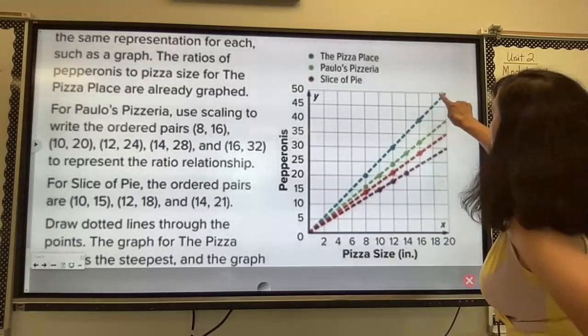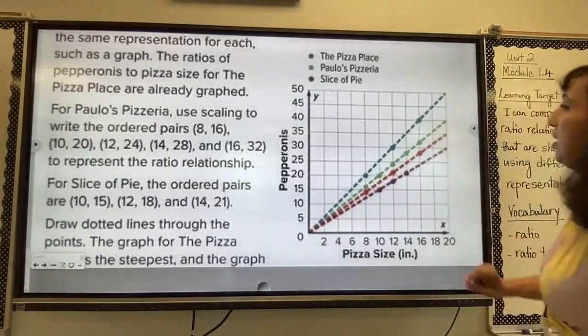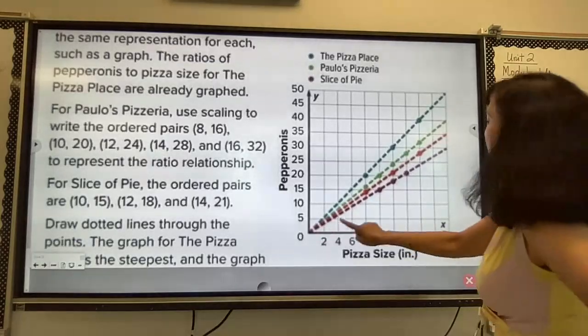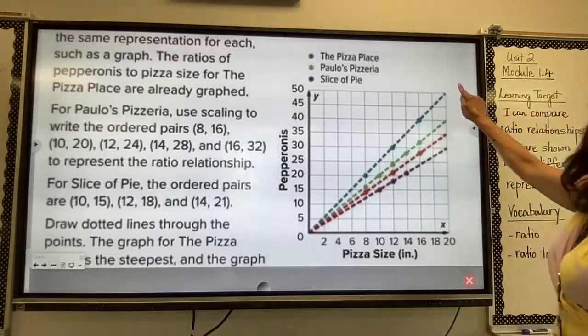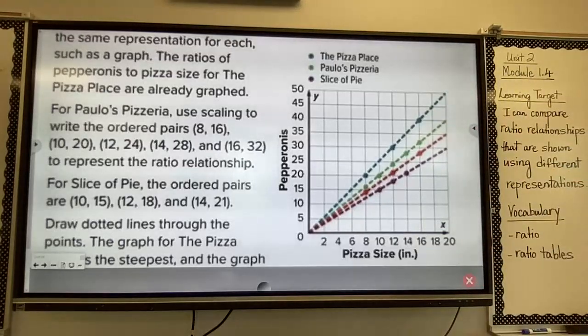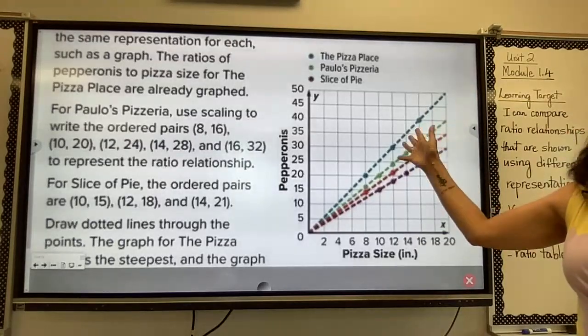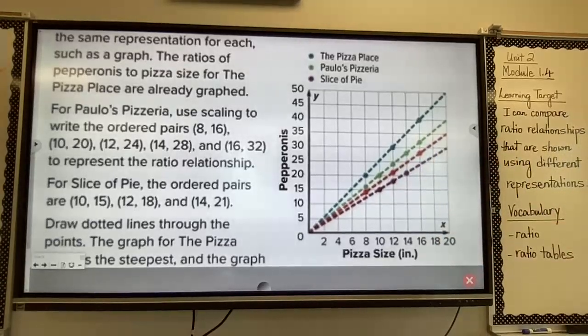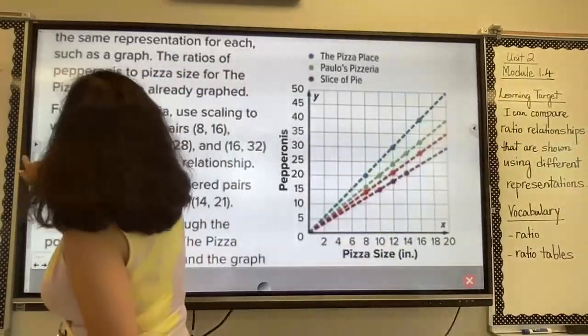So look, this is the steepest, this is less than that, and then you have Slice of Pie, which is this one. So this has the most pepperoni, and the greatest ratio of pepperoni to pizza size. All right, and that's basically how you can show it as a graph. But there's another way that we can show this, which would be by using tables to compare ratio relationships. So let's go ahead and learn about that one.